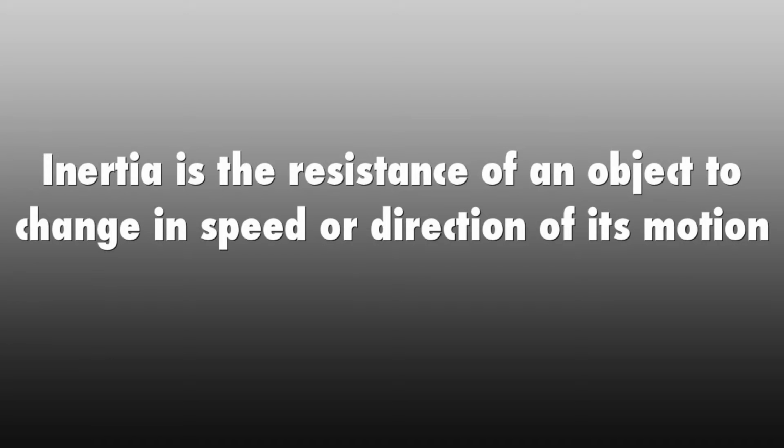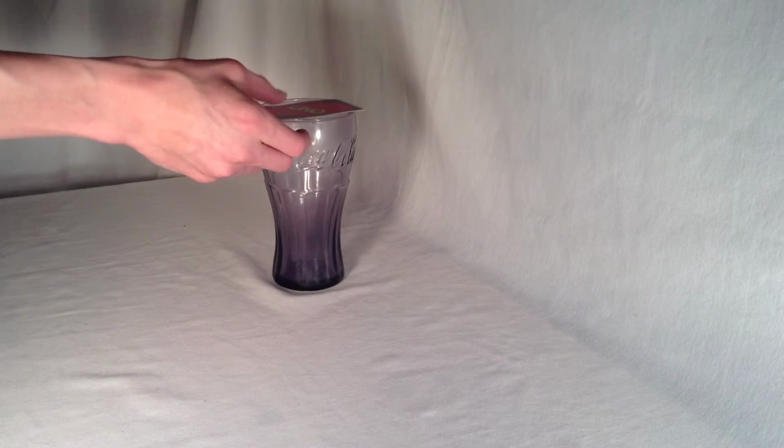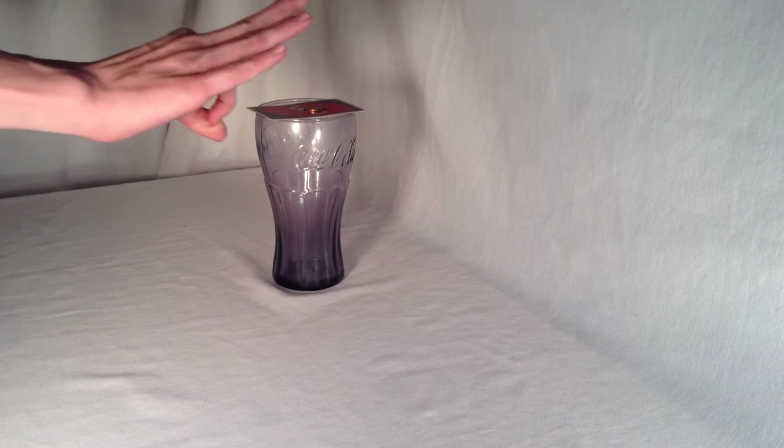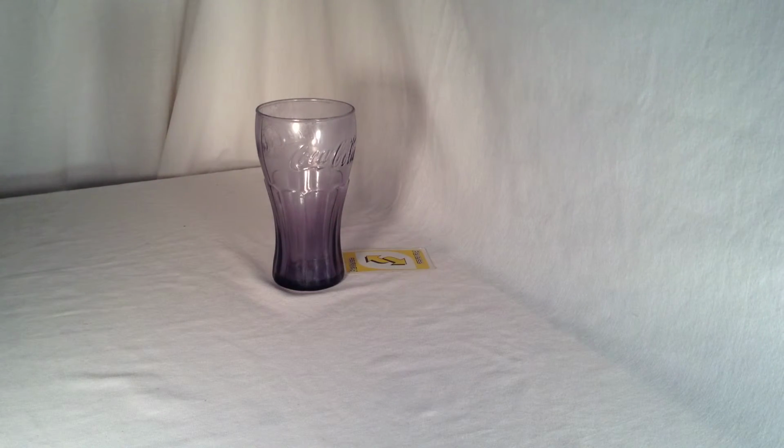Inertia. Inertia is the resistance of an object to change in speed or direction of its motion. An example of inertia is when you place a coin on top of a card and flick the card, and the coin drops down and doesn't go with the card.